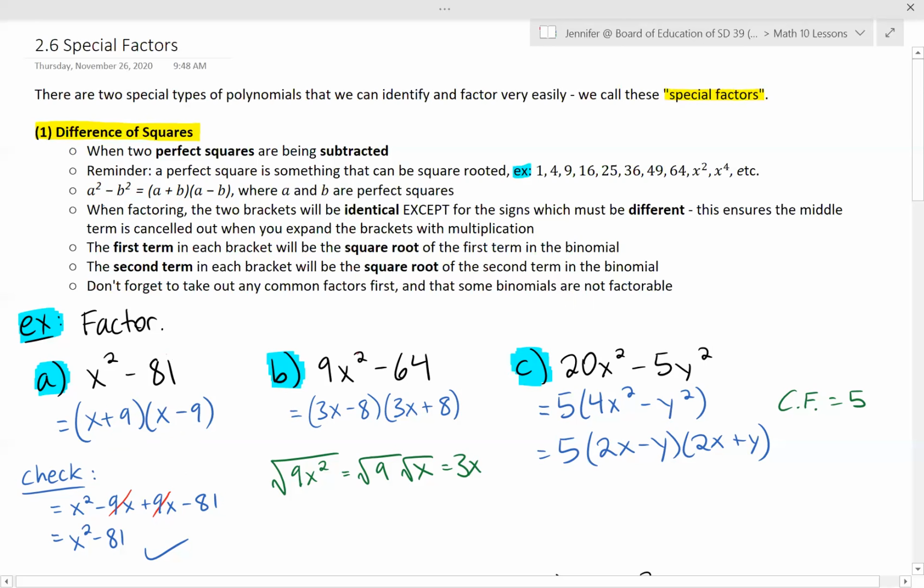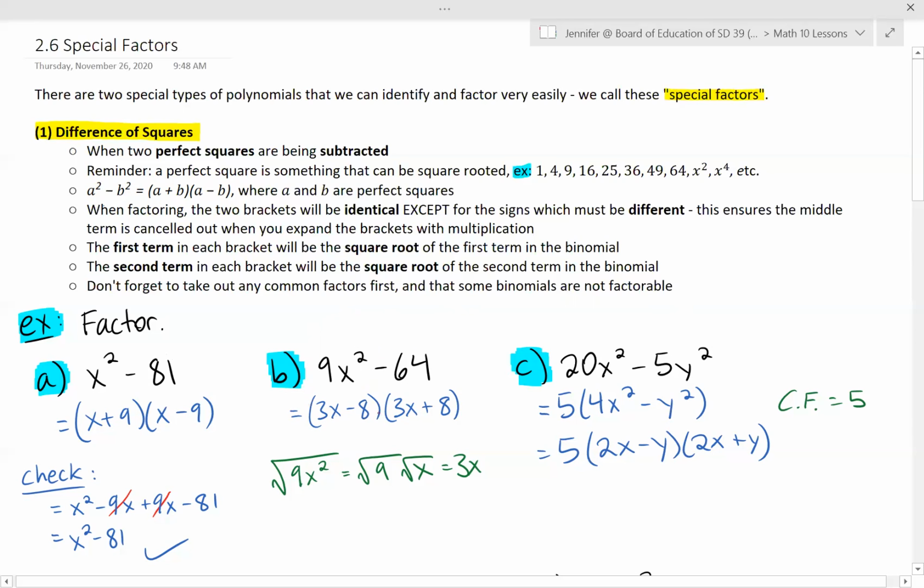This example is a little more complicated. We need to factor this, so let's identify if it's a difference of squares. The first term is a perfect square because the coefficient 9 is a perfect square, and x squared can also be square rooted. So that's good. And 64 is also a perfect square. The square root of that is 8. It's separated by a subtraction sign, so we know it's a difference of squares.